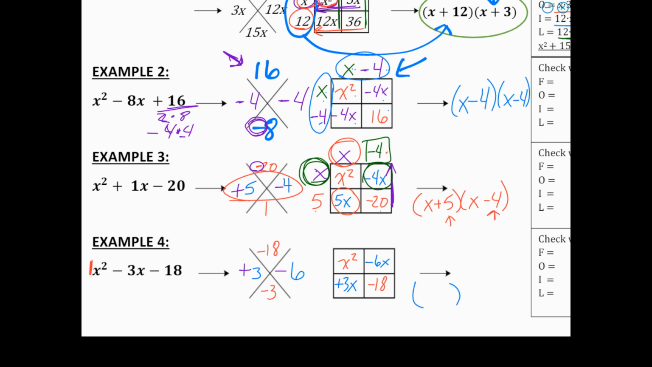And I already told you that because my A was 1 on this one, I really didn't have to finish this box. What are my factors? X minus 6, x plus 3. It does not matter which order you write the factors. Okay, x minus 6 times x plus 3 is the same as x plus 3 times x minus 6.